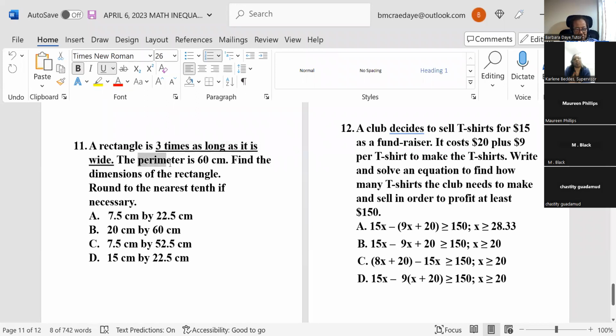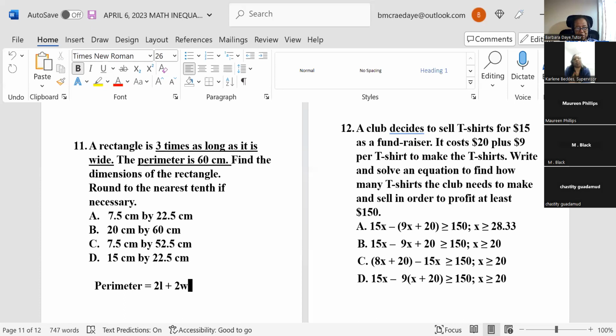What's the formula for perimeter, Maureen? You add the 4 sides. The rectangle has 4 sides. So perimeter is 2 lengths plus 2 widths. Okay, that's the formula for perimeter.